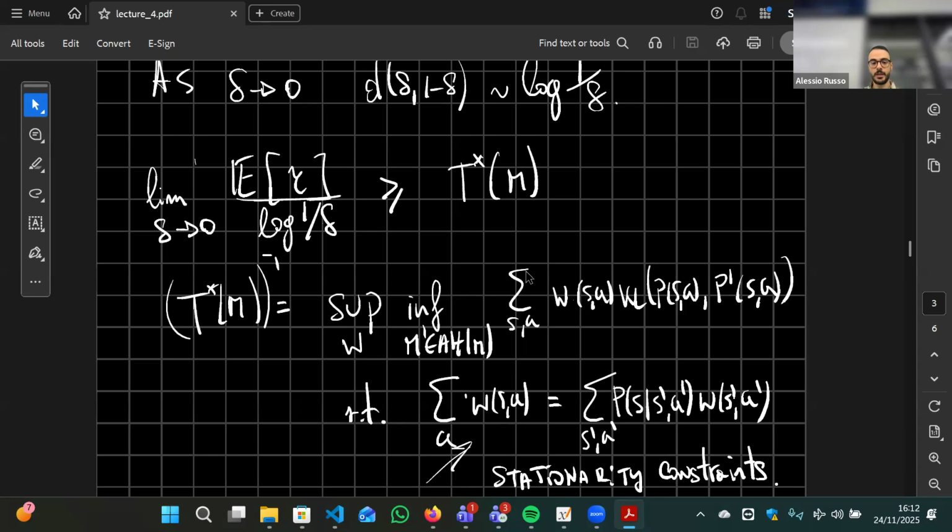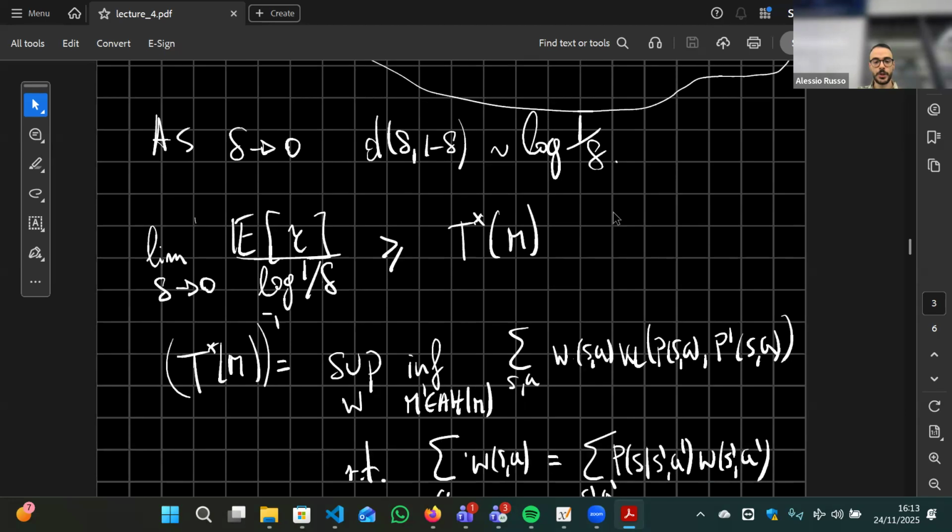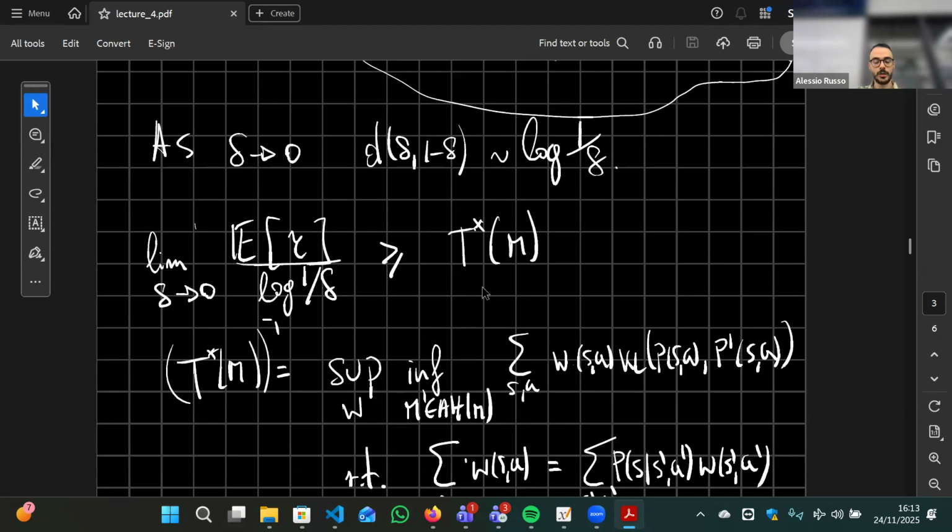You're constrained by the transition function on the sequence of states that you will visit. And because of that, you have some constraints that we call navigation constraints. These navigation constraints will limit the states that you will visit in the MDP. And we have shown that the sample complexity is lower bounded in this way. As the confidence error or the false positive rate goes to 0, the sample complexity divided by log 1 over delta is lower bounded by T star of M, the characteristic time of the MDP.